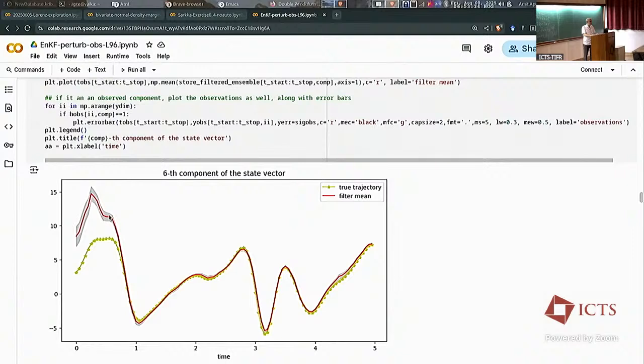So you can see one thing, which is that the covariances keep decreasing. Uncertainty decreases. And on top of it, the error, if you wish, that is the distance between the ensemble mean and the true trajectory, also decreases. So you start getting estimates which are closer and closer to the truth with reduced uncertainty as time progresses. And that's basically what happens.